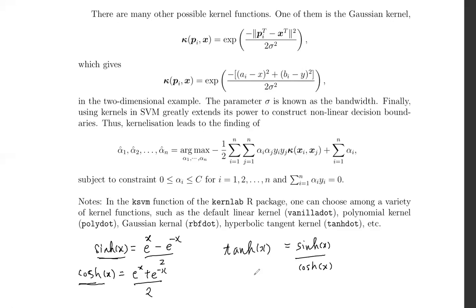So this is like trigonometry, this is tangent, so this is sine and cos. It's using the analogous form. So you have sinh and cosh, and basically this becomes just a ratio like this. It's nothing complicated. So this is the kernel function.